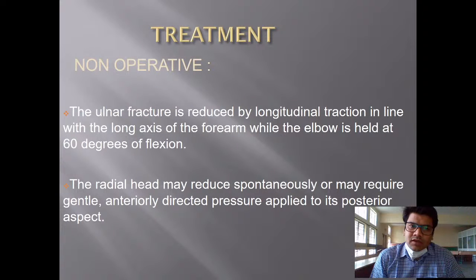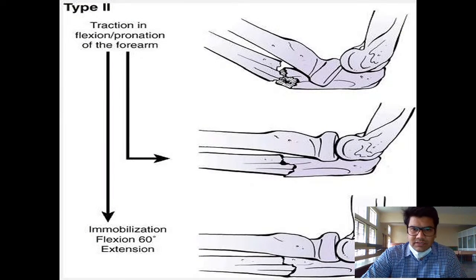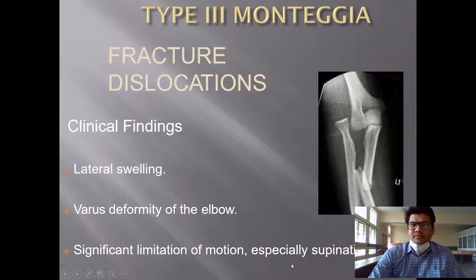Treatment, non-operative: the ulnar fracture is reduced by longitudinal traction on the long axis of the forearm while the elbow is held in 60 degrees of flexion. The radial head may reduce spontaneously. Here you can see, by longitudinal traction the radial head is reduced, the radiocapitellar joint is reduced, and then immobilization is done in 60 degrees of flexion.